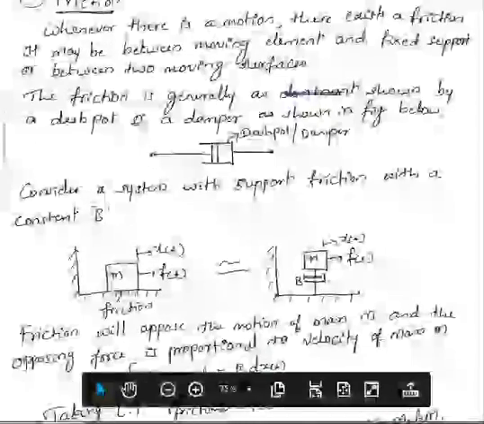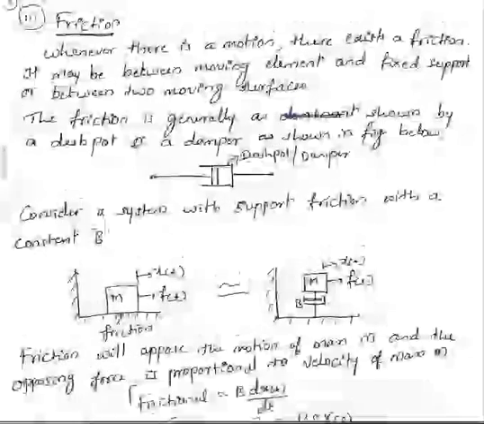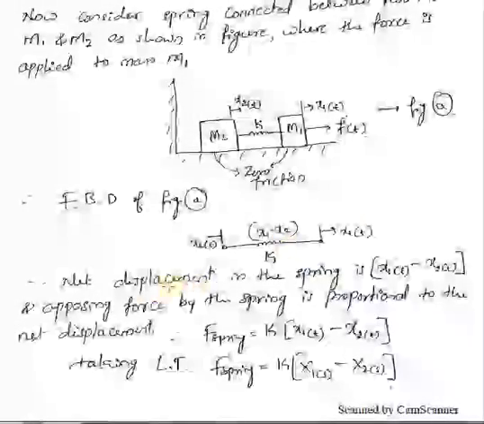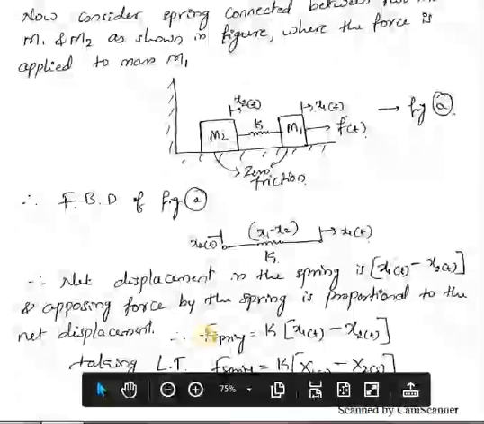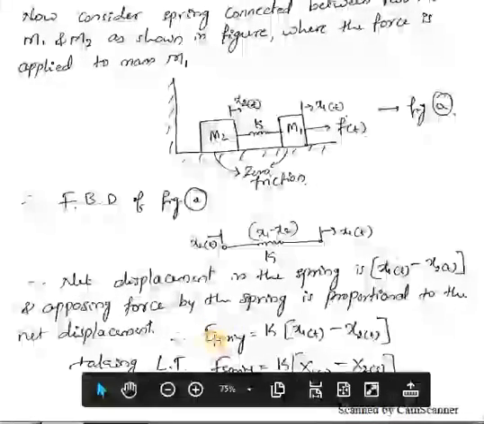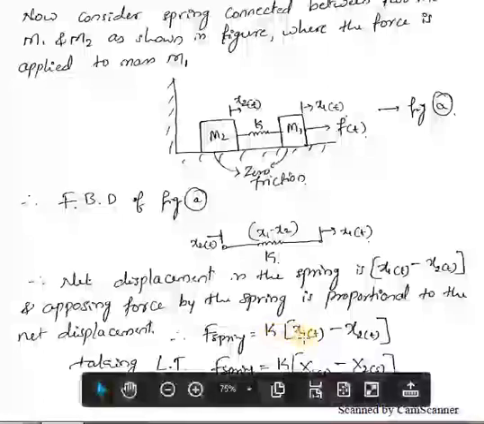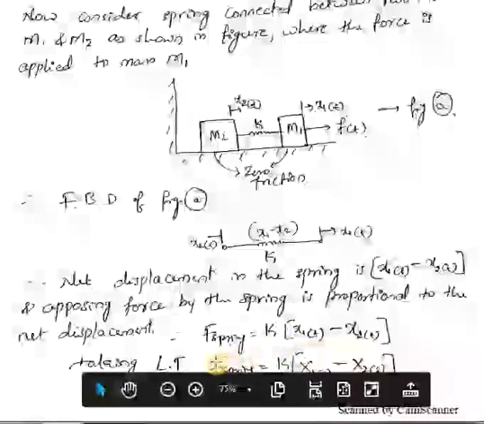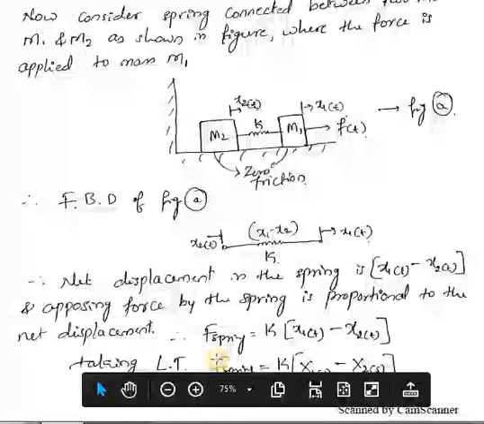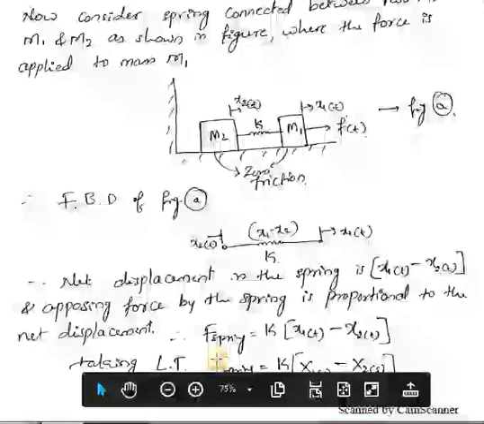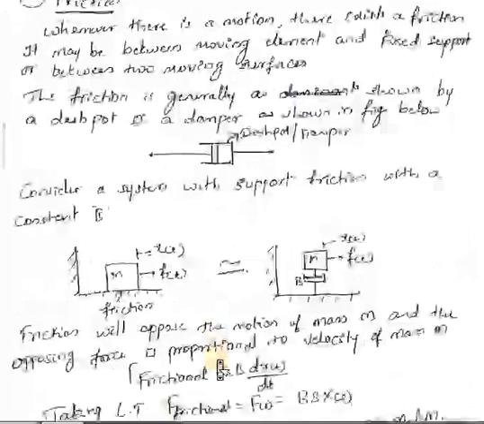So here you can write the equation as F spring, that is the force required for the spring, is equal to K into x1 of t minus x2 of t. If you take the Laplace transformation of this, it will be F of s is equal to K into x1 of s minus x2 of s.